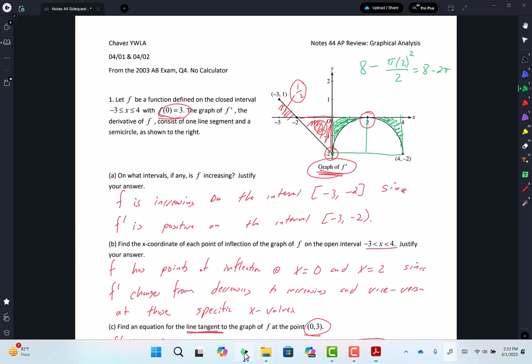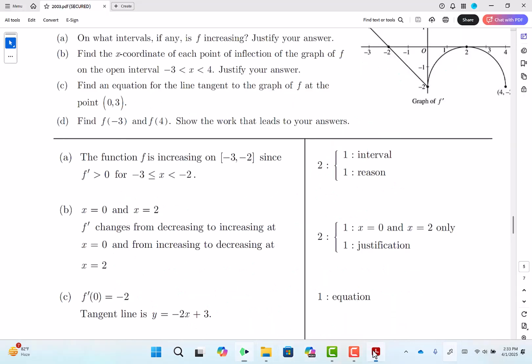Did we say that? We said vice versa, right? Which is the same thing. F prime changes from decreasing to increasing and vice versa. Perfect. At those specific x values. All right, we got it.